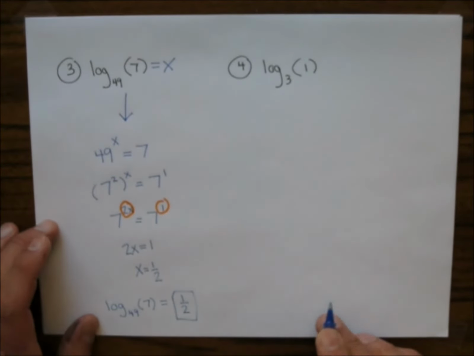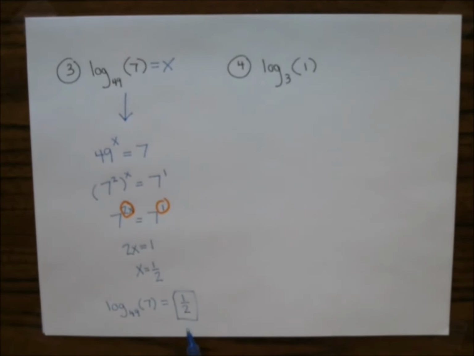There was no x in the original problem, so my answer is just 1/2. And really what it means is 49 to the 1/2 power gives me 7. And anything to the 1/2 power is the square root. Square root of 49 is 7.